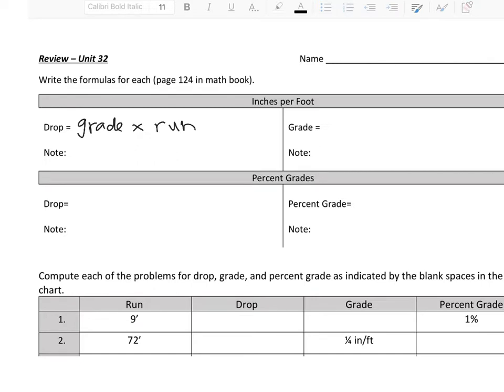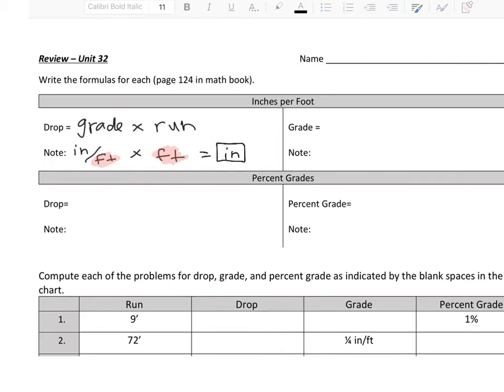For our note here, your grade is always measured in inches per foot. So I'm going to put inches per foot. For example, if I have a 1/8 inch per foot grade, that means I'm either dropping or rising my pipe 1/8 inch for every foot. And we're multiplying by our run. Our run is usually measured in feet. If you multiply inch per foot by foot, the feet will cancel each other out. So when you get your answer for the drop, it'll just be in inches.